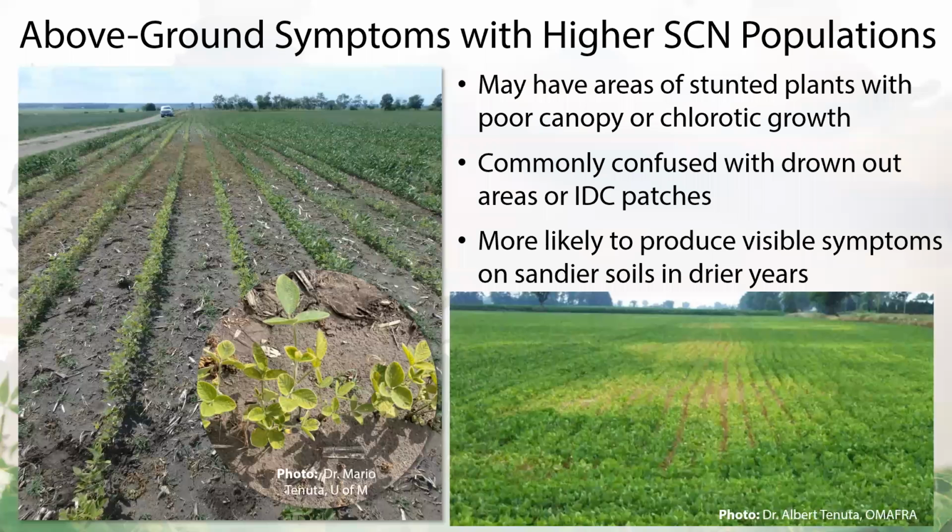When above ground symptoms are starting to show up, plants will be stunted, chlorotic, and would look pretty similar to drown-out patches or IDC patches that the plant never really grew out of. So the picture on the left is that 2021 field where an agronomist found higher populations of SCN. Since it was a dry year, if this was a sandier soil type, these above ground symptoms were visible, and that was due to that limited water uptake, that plants couldn't take it up because of the damaged root mass, so leading to this chlorotic stunting.